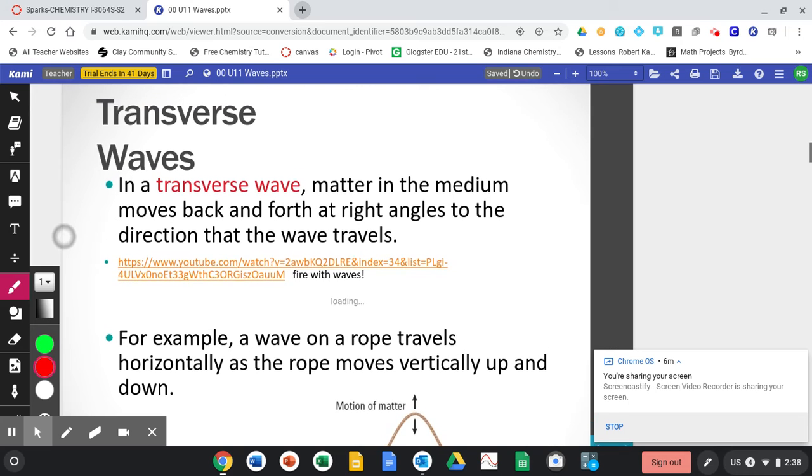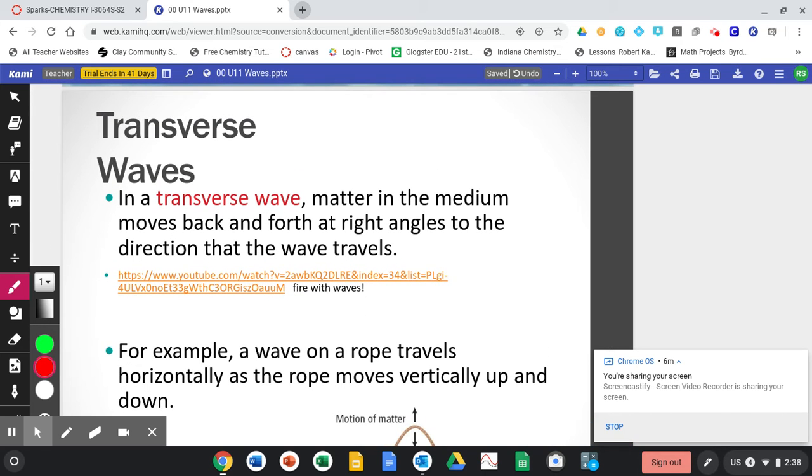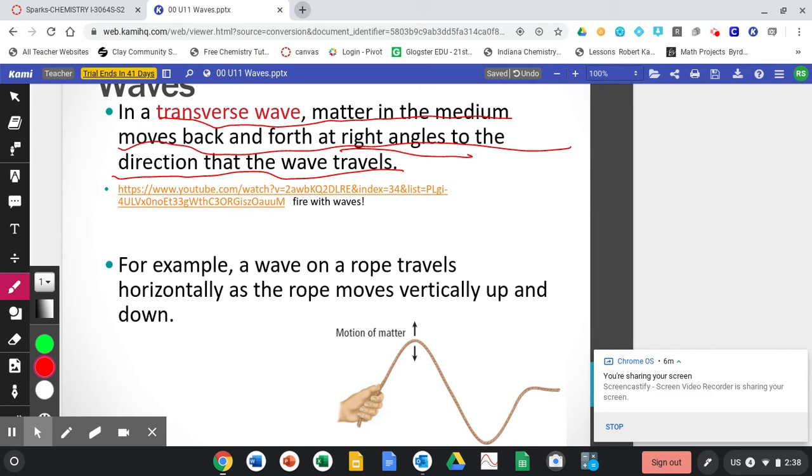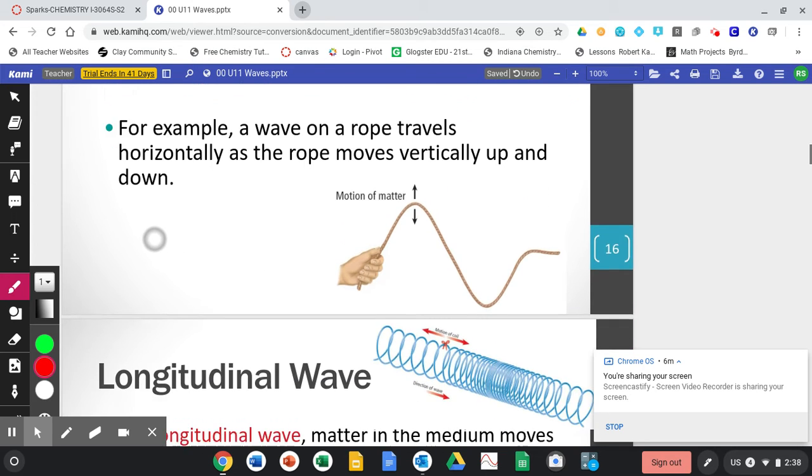So transverse waves. In a transverse wave, matter in the medium moves back and forth at right angles to the direction of the wave. So you definitely want to copy that information down. That right angles is key for transverse waves. And then an example of a transverse wave is picking up a rope or a spring and giving it a jerk up and down, and you've got it.